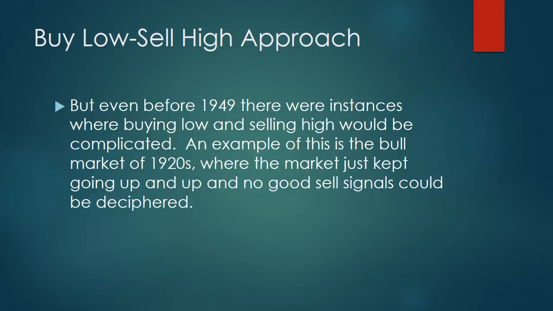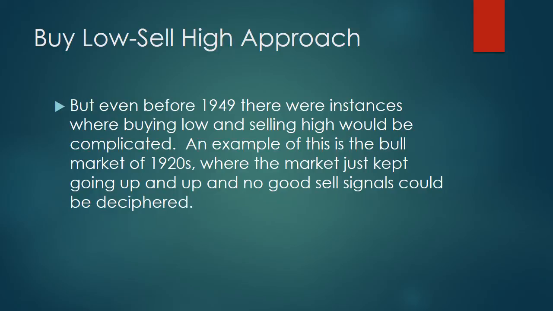He said that even before 1949, there were instances when buying low and selling high would be complicated. An example of this was the bull market of the 1920s, when the market just kept going up and there were no good selling signals that one could decipher. So one could imagine, oh, the price of the stock is increasing exponentially, I should sell now. And what would happen is they would be burned because the price would just keep on going higher and higher.